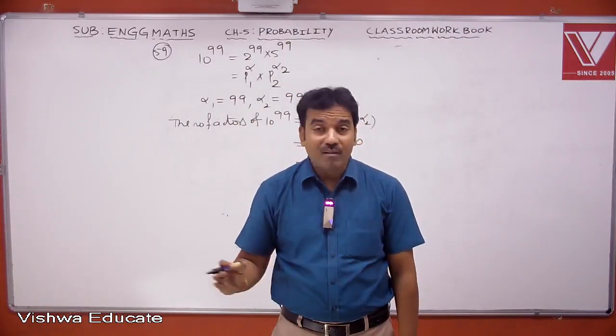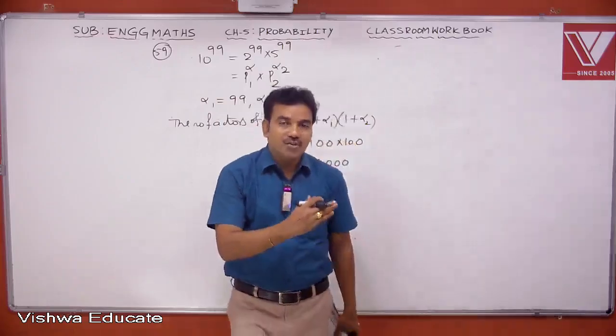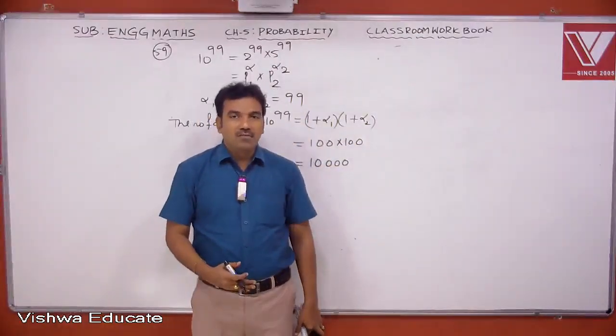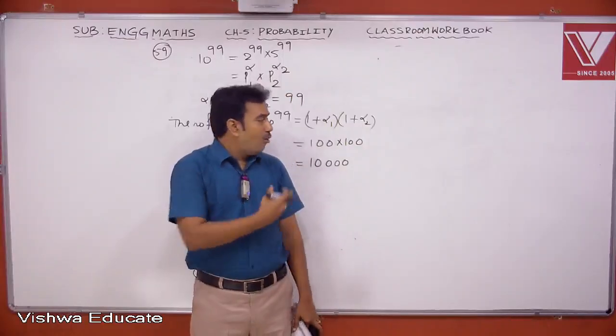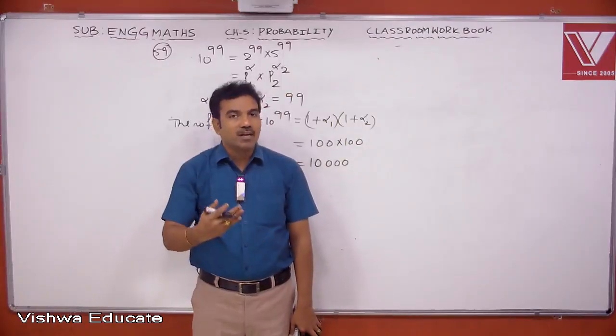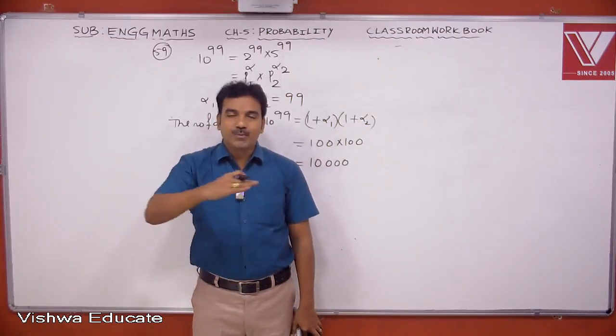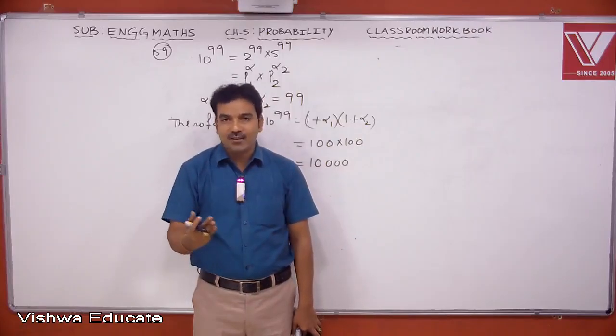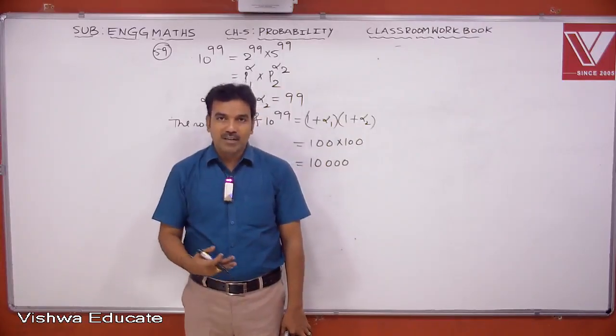You cannot write out manually all the 10,000 factors. So how do we see how many factors of these 10,000 are multiples of 10^96? That many factors divided by 10,000 gives me my required probability.